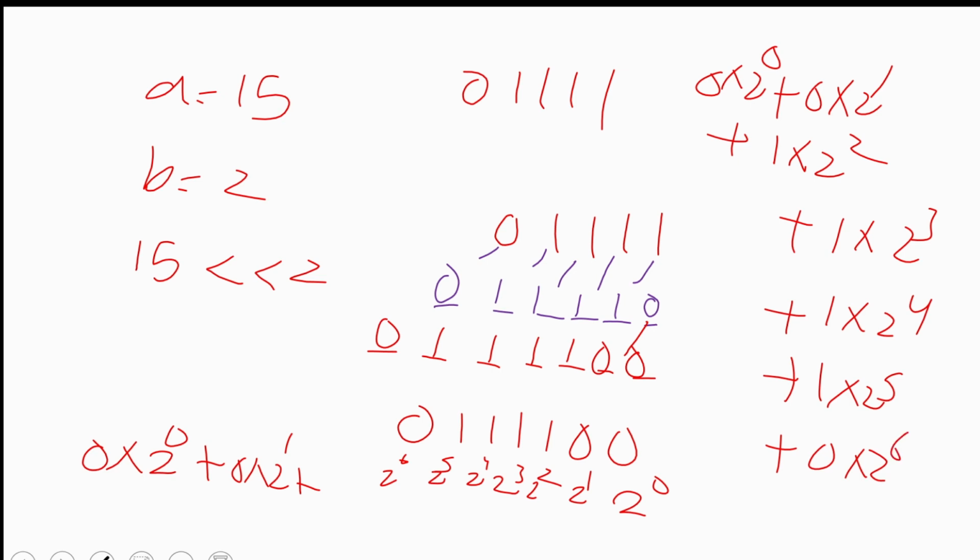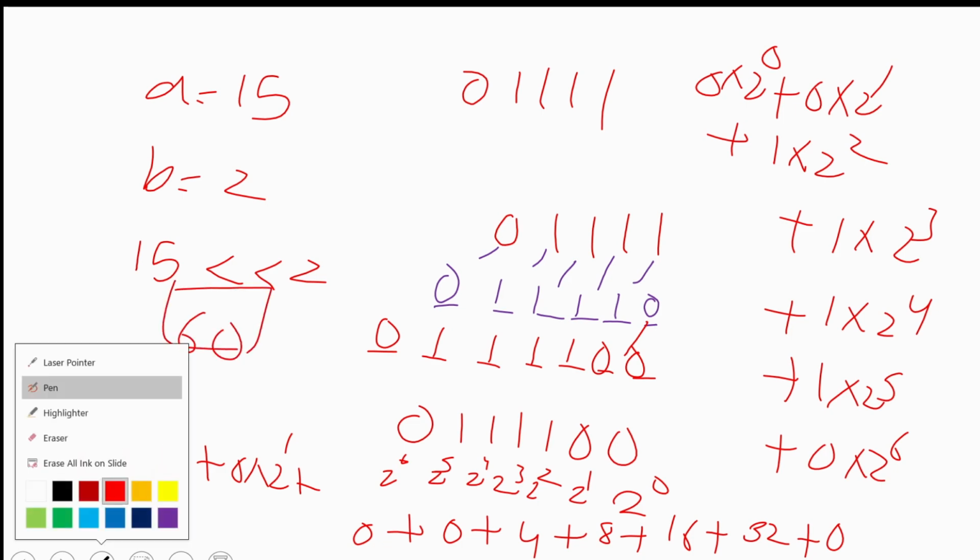0 multiplied with anything will be 0. So 0 into 2 to the power 0 is 0, 0 into 2 to the power 1 is 0, 1 into 2 to the power 2 is 4, 1 into 2 cube is 8, 1 into 2 to the power 4 is 16, 1 into 2 to the power 5 is 32, and 0 multiplied with anything will be 0. So you will have 32 plus 16 which is 48, 48 plus 8 is 56, 56 plus 4 is 60. So you got the output as 60.